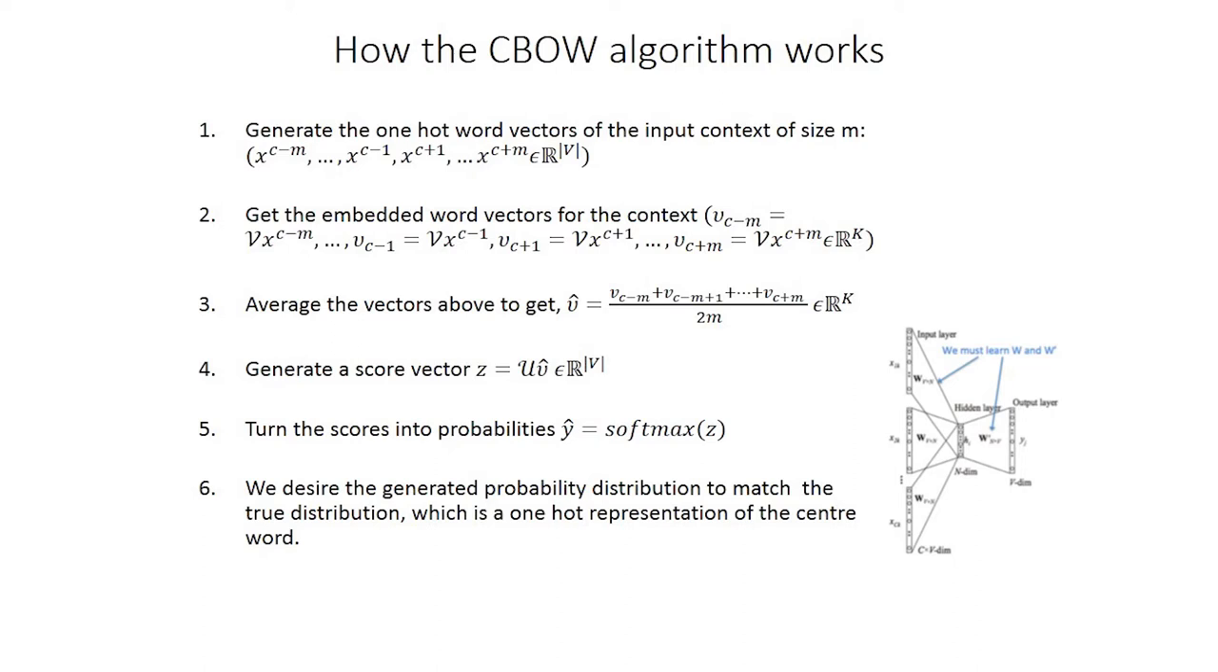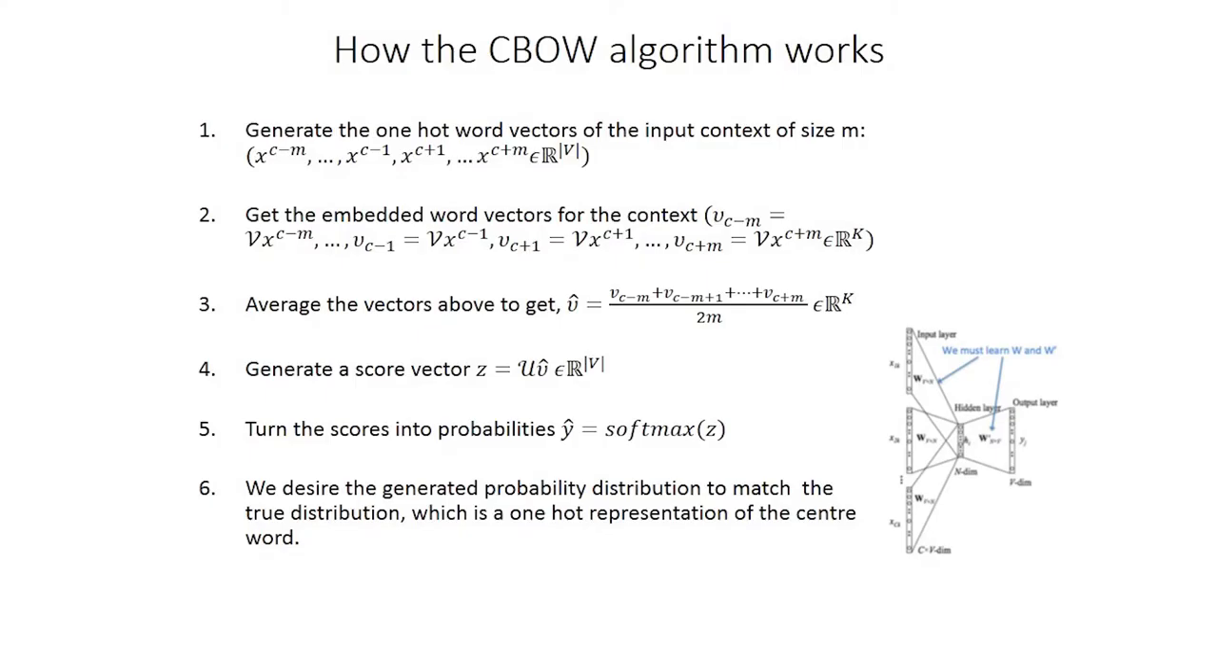After generating the z-score, which is just U multiplied by the average vector we got from there, we turn the scores into probabilities by using a softmax squashing function. The softmax squashing function is just a function which takes real-valued inputs and squashes them into a range between 0 and 1. So you've got your values ranging from minus infinity to infinity, and you want them to range between 0 and 1, so you just use your softmax function. Have you met the softmax function anywhere in the introductory material? You have met it. Is there anybody who has not met the softmax function? OK, I'll give an explanation for it later.